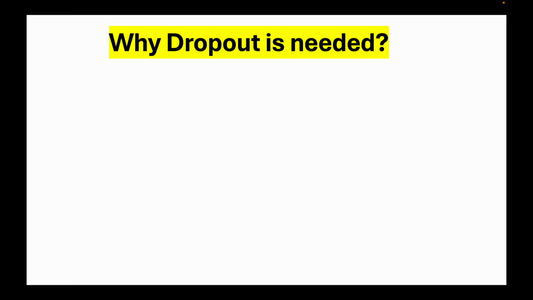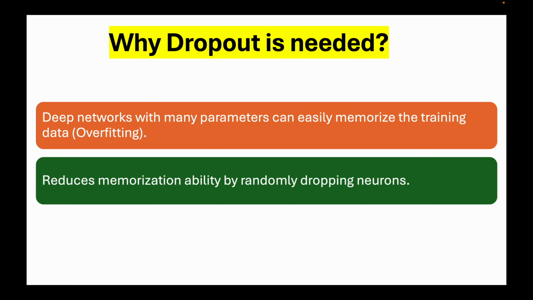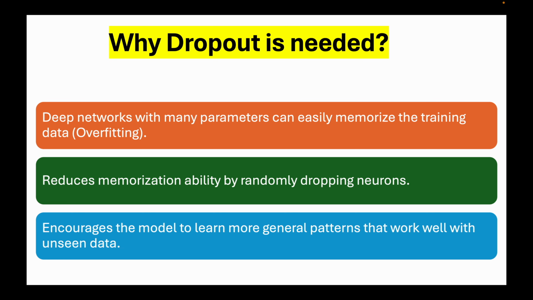Why is dropout needed? Dropout is needed because deep networks with many parameters can easily memorize the training data, that is overfitting. Dropout reduces memorization ability by randomly dropping neurons. Dropout encourages the model to learn more general patterns that work well with unseen data. So due to this reason, dropout is needed.